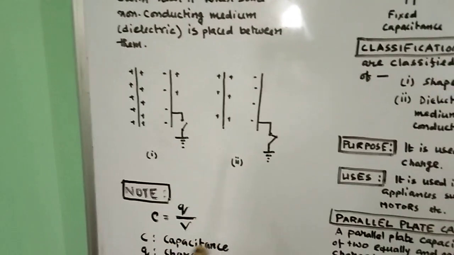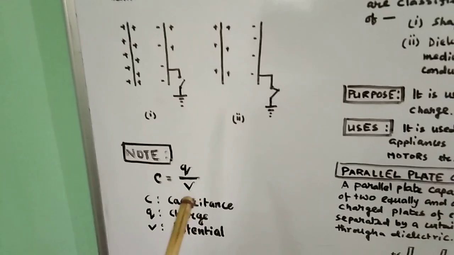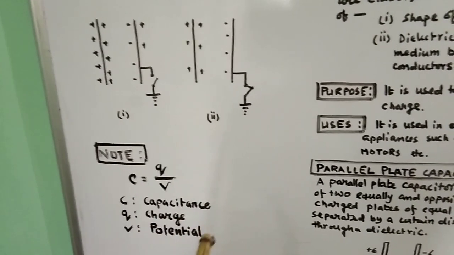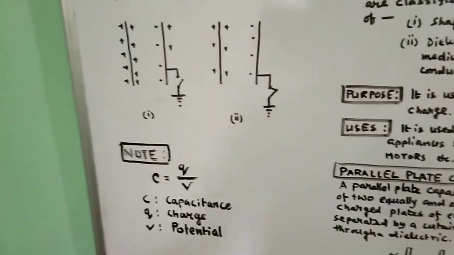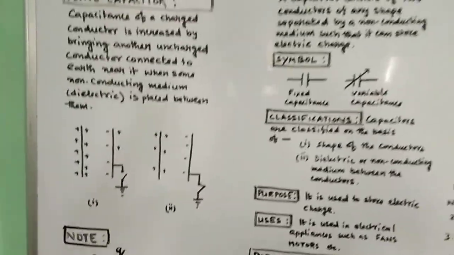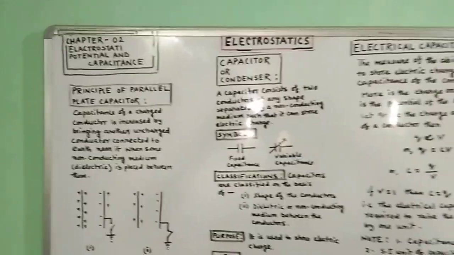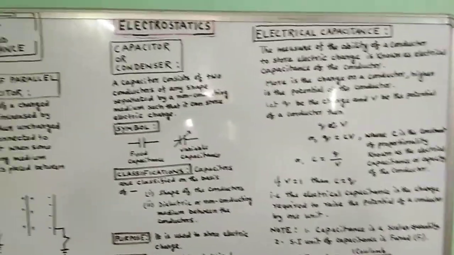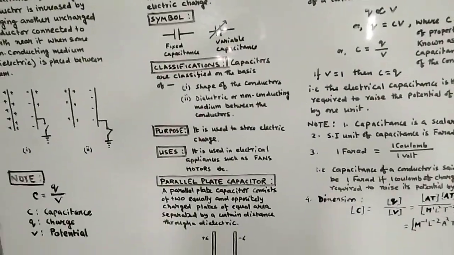So the important formula which you are going to use here is C equal to Q by V. C is your capacitance, Q is your charge, and V is the potential. So this is a very important topic. We are going to use this topic in our next class. So please go through the definition as well as the simple mathematics.